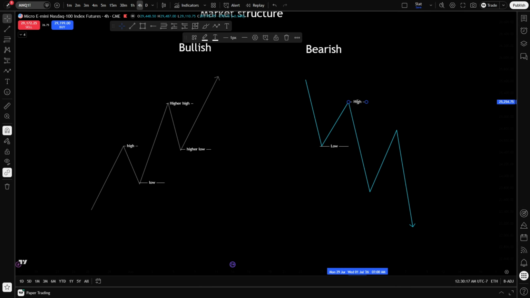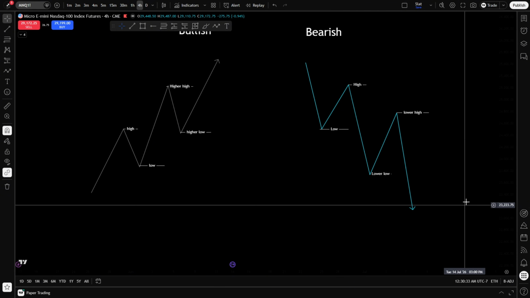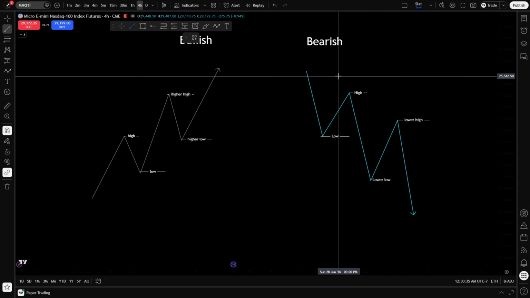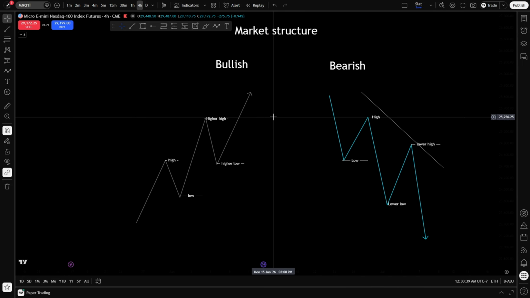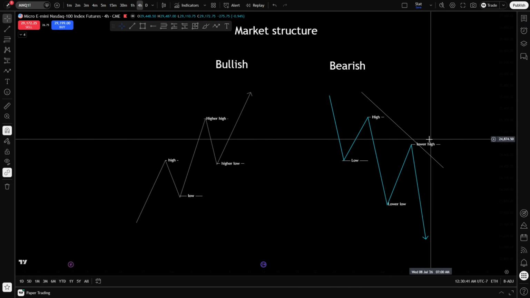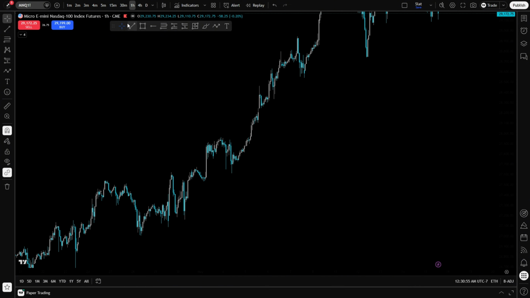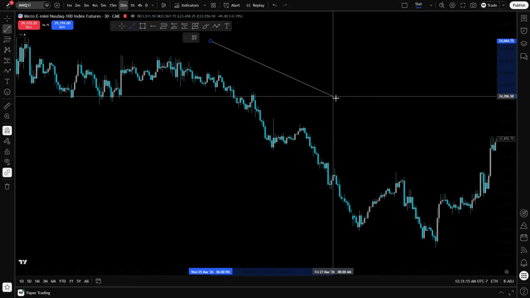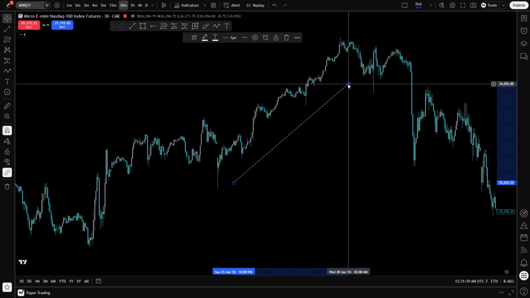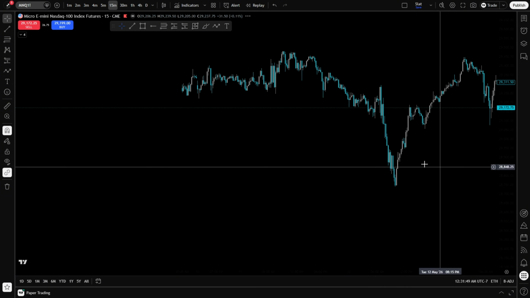A low, then a high, a lower low, and a lower high, and so on. That continues moving market in a bearish trend. So that is how you spot bullish market structure and bearish market structure. I'll show you guys an example on the actual chart. Pretty easy to tell, to be honest. Bullish, bearish, bullish.